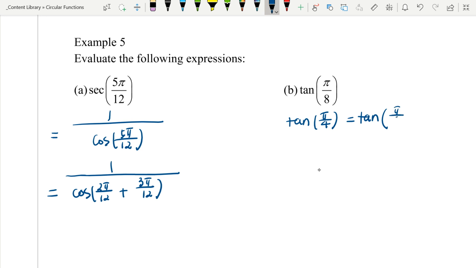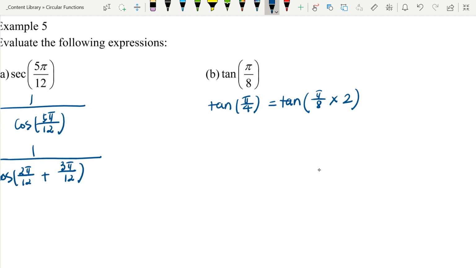Pi on 8 times 2 equals pi on 4. That's the double angle formula, right? What's the left hand side equal to? 1. And what's the double angle formula? It's 2 tangent pi on 8 over 1 minus tangent squared pi on 8, right? I can expand the right hand side by using the double angle formula.